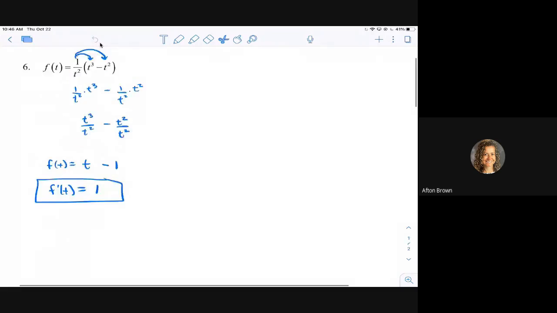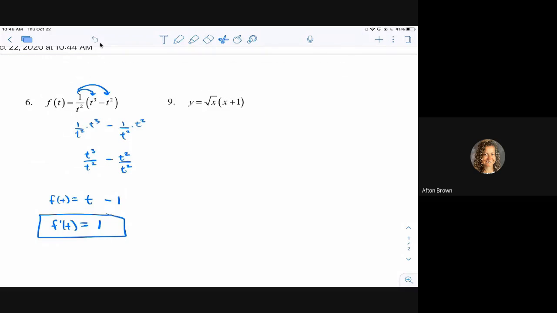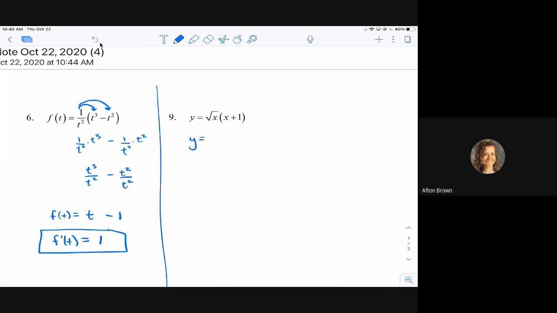What are your guys' thoughts on 9? What are our 2 options? Similar to the last one. Product. Okay, you could do product rule. What else could we do? We could distribute. I'm going to choose to distribute. If I distribute, though, I'm going to rewrite this. How can I rewrite the square root of x? X to the 1/2. Very good.